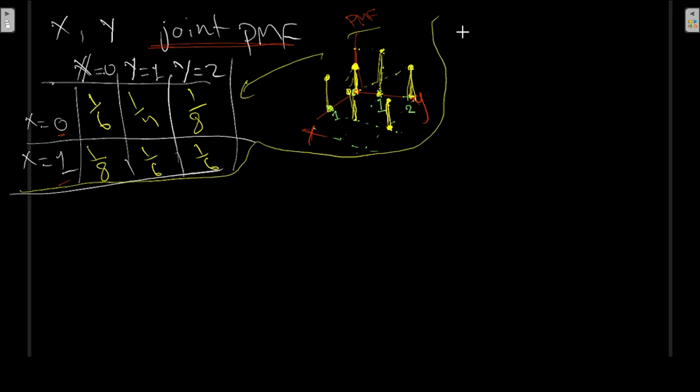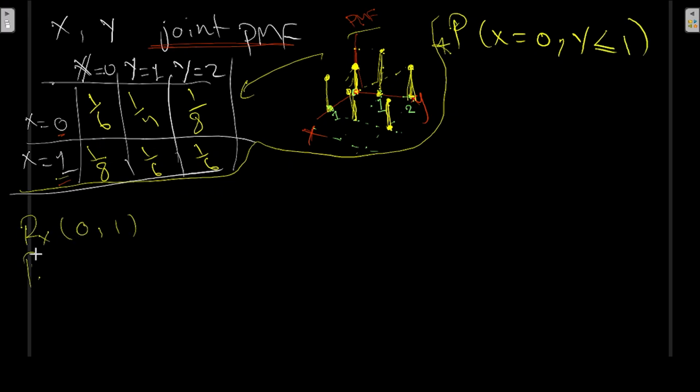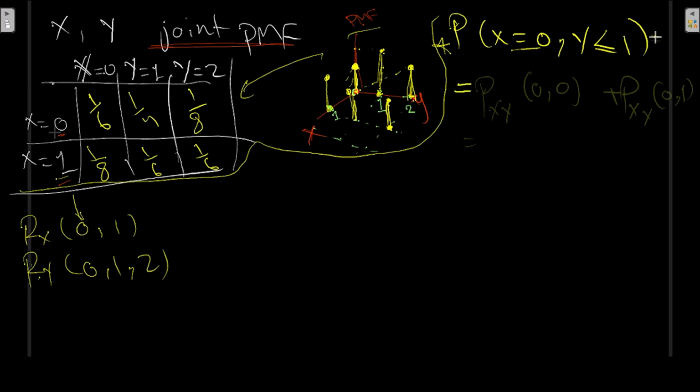Let's try to find the probability that x is equal to 0 and y is less than or equal to 1. What is the range of x here? It could be 0, 1. The range of y could be 0, 1, or 2. We are looking at a joint probability mass function where x is 0, which takes only one outcome of the range, and y is less than or equal to 1, so it could be 0 or 1. I can rewrite this: (0,0) is 1/6, plus (0,1) is 1/4, which is equal to 5/12.